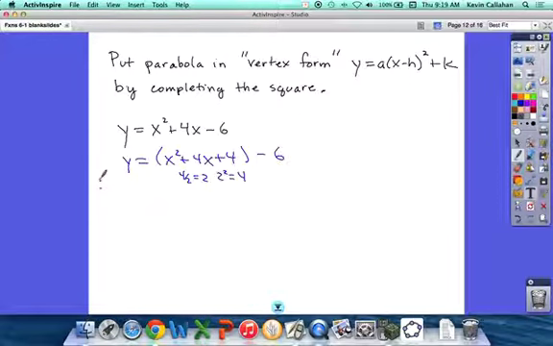Now, on the last one, because it was an equation, I added that number to the other side. This one is a function solved for y. So instead of adding 4 to the left, I'm going to subtract 4 at the end. To balance out adding a 4 here, I subtract 4.